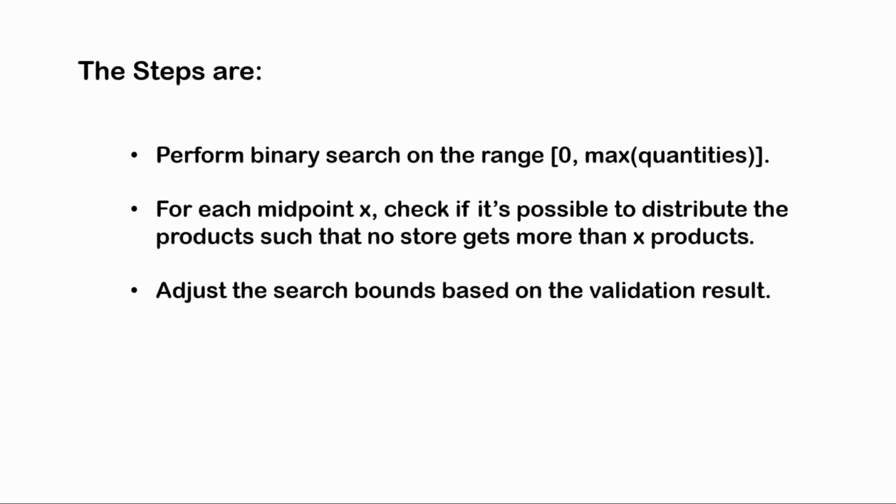Now let's outline our approach. Perform binary search on the range 0 to maximum quantities. For each midpoint x, check if it's possible to distribute the products such that no store gets more than x products. Adjust the search bounds based on the validation result.